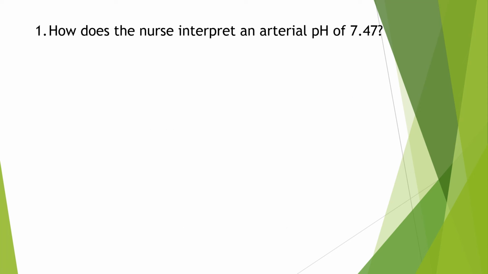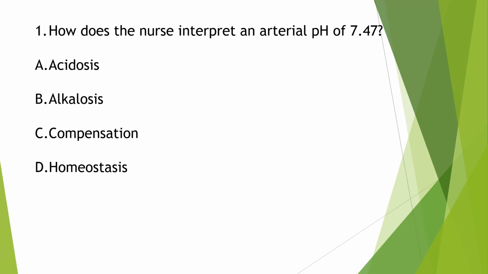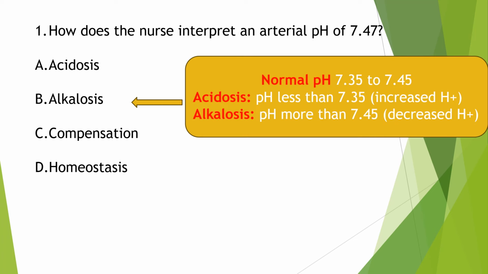Let's see the first question. How does a nurse interpret an arterial pH of 7.47? The options are acidosis, alkalosis, compensation, homeostasis. The answer is alkalosis because the normal pH of our body is 7.35 to 7.45.